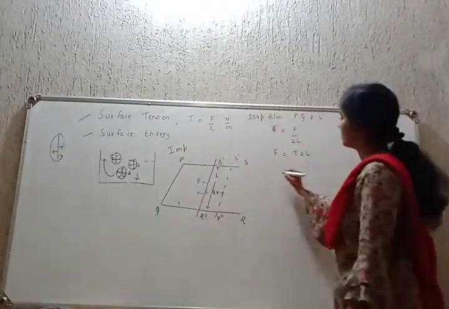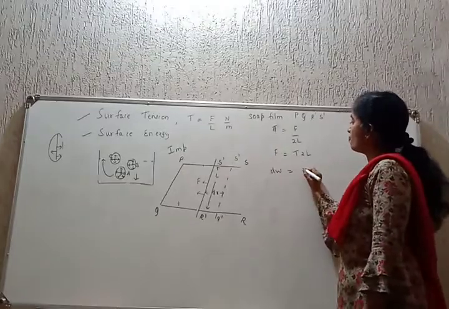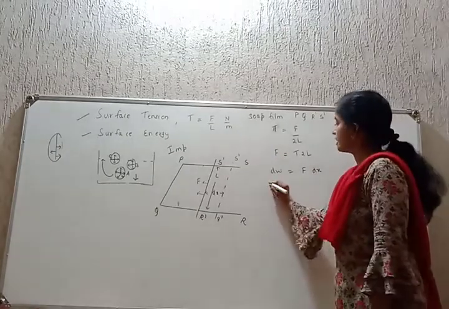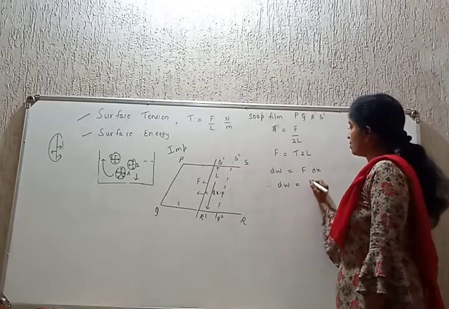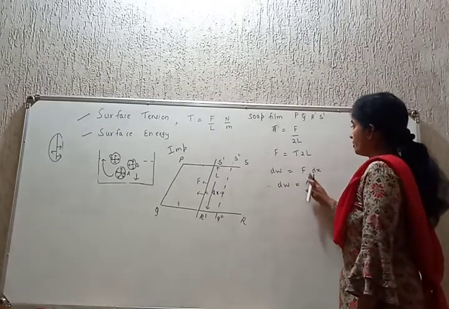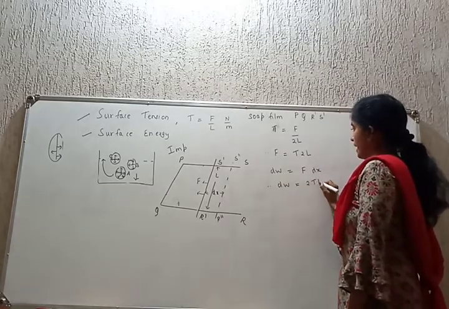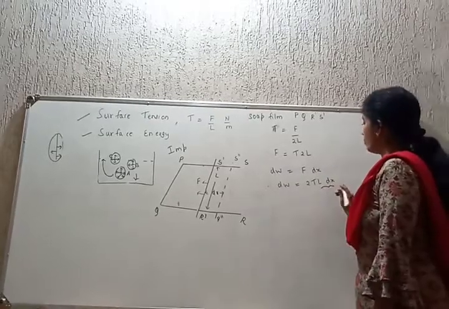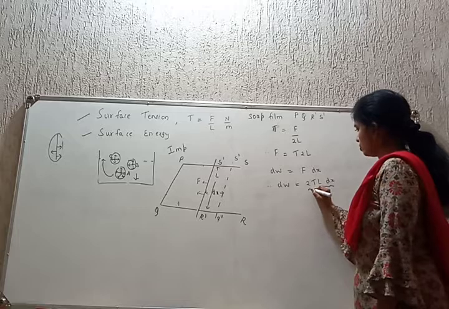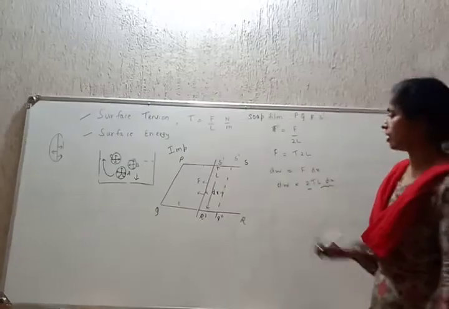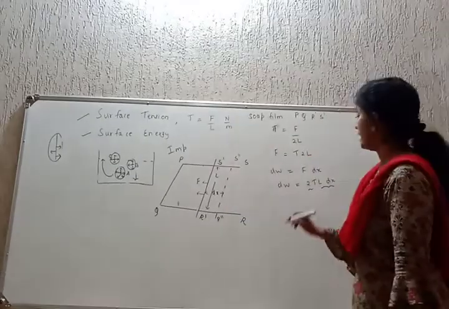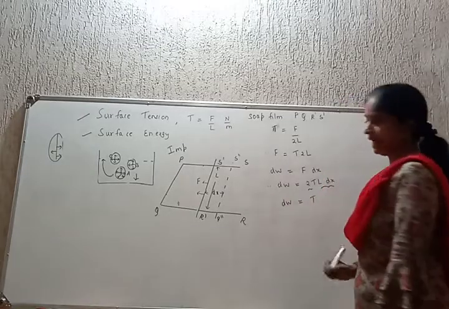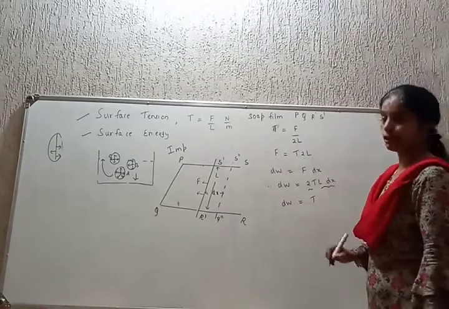What is the formula for work? Work done is force into displacement. Therefore, work done is force into force value, 2TL into dx. Length into breadth gives you what? 2 times length into breadth gives you what? Length into breadth gives you the area. Tension as it is, 2L into dx gives you what?